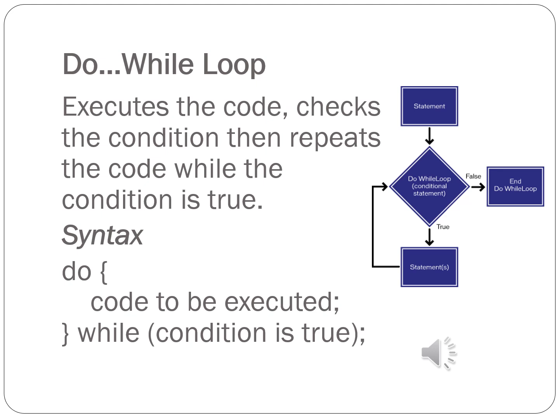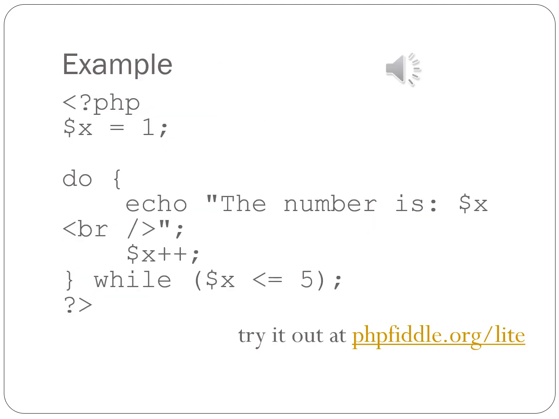The do while loop is very similar to the while loop, except it executes the code before it checks the condition. So you get at least one iteration regardless of whether the condition is met. Here's an example of a do while loop. Try it out, and also try it out with the value of x as 7, for example. Anything larger than 5, essentially.